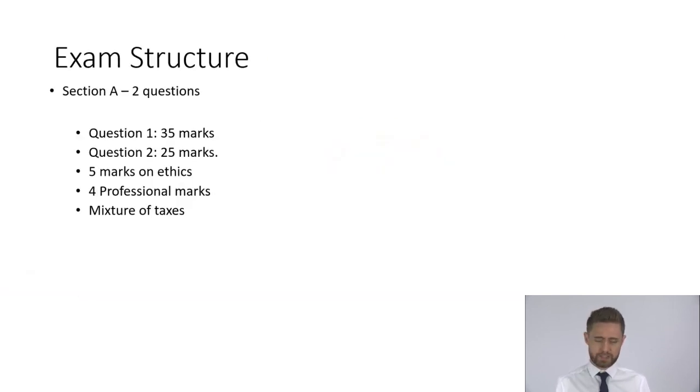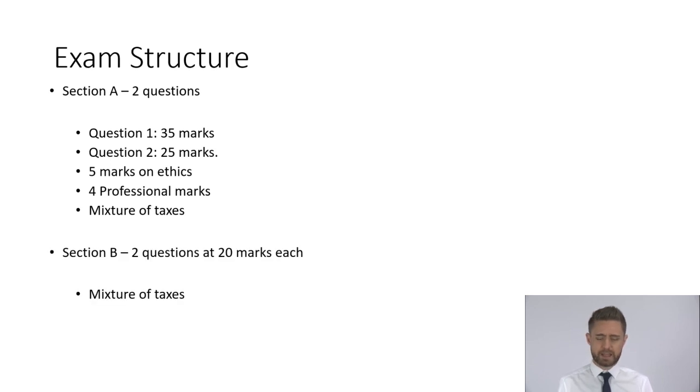So, of course, we need to start off talking about the exam structure. Now, in the exam structure, as you know, you're going to have section A, which is 2 questions. In these 2 questions, one of them is going to be a 35 marker, the other is your 25 marker. So these are your big mammoth questions, guys.